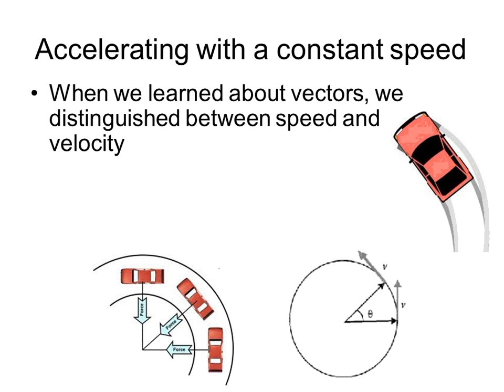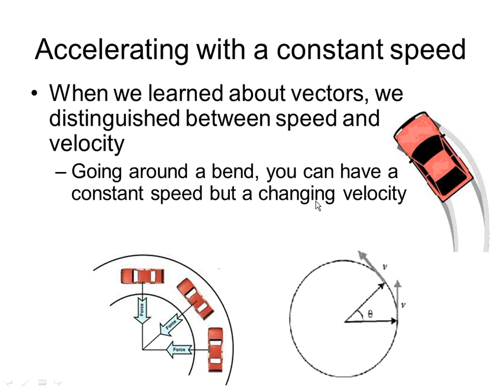Okay, going around a bend. You're driving your car, you go around a bend, you have a constant speed but a changing velocity. Now, what do you mean by that? Well, let's say you're driving along and you put on the cruise control. What does the cruise control do? Keeps you at a constant speed. Oh, good, you didn't say constant velocity.